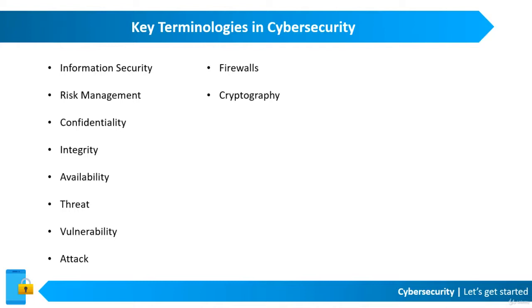Cryptography is the process through which the CIA triad of information security is maintained. So cryptography is used to see whether the system is following confidentiality, whether the data is not altered, whether it follows integrity, and the data is available when and where it is needed. Encryption and decryption is the process through which confidentiality, integrity, and availability is achieved. We are going to see encryption and decryption in upcoming sections as well.